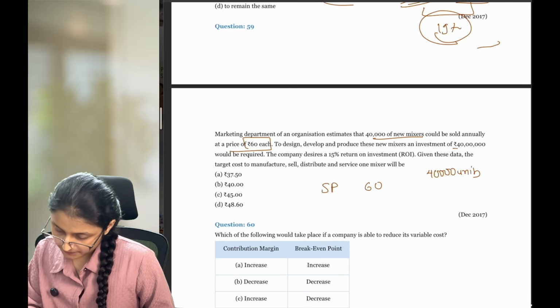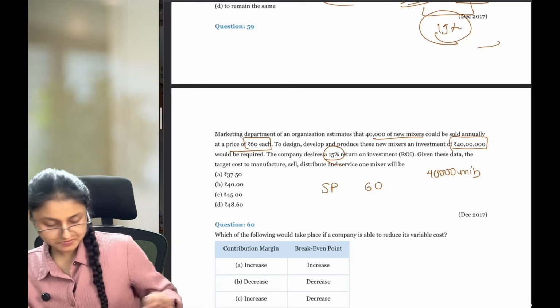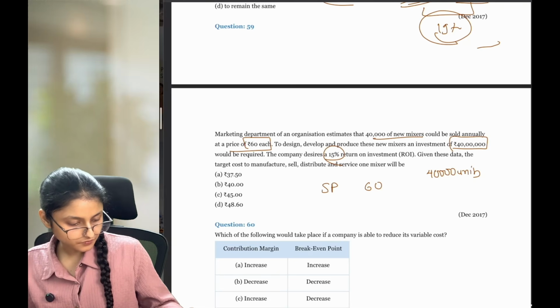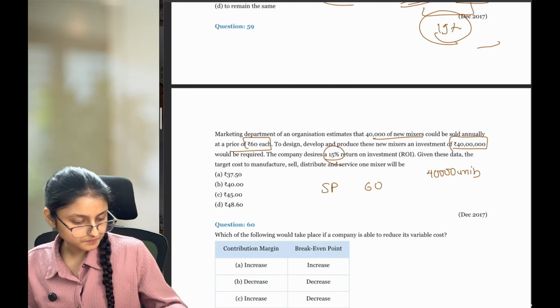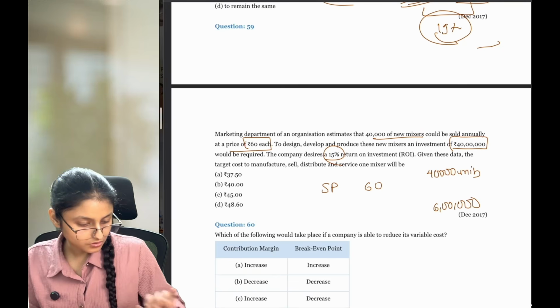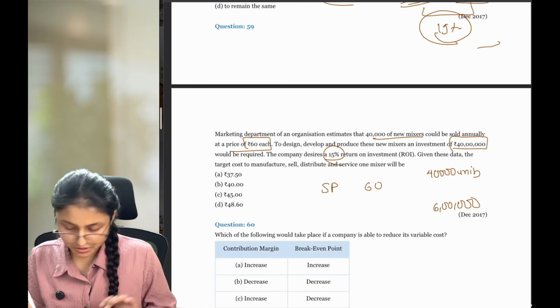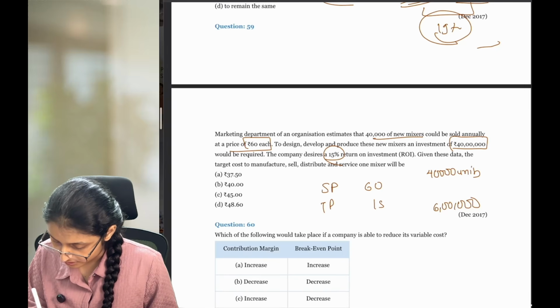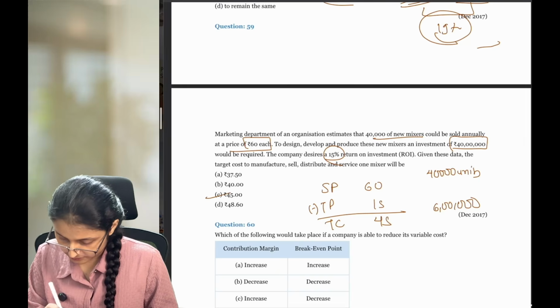Now the investment is 40 lakh rupees and the return on investment is 15%. 40 lakh into 15% will give you 6 lakh rupees as the profit which you want to earn for all these 40,000 units. That means on every unit you want to earn 15 rupees as the target profit. So if I reduce the target profit from the selling price, I can know my target cost as 45, and we are done.